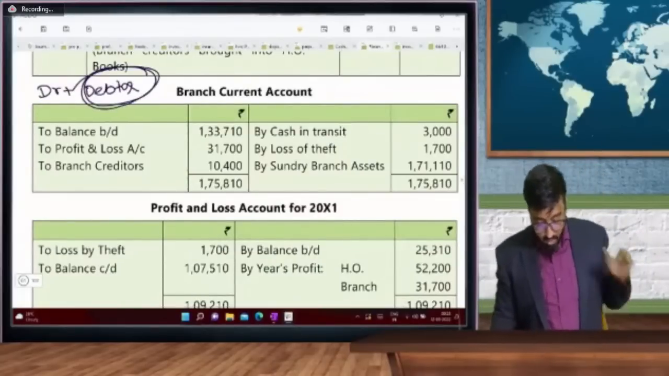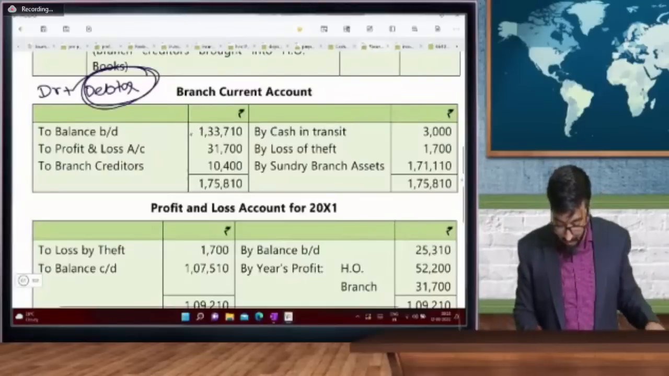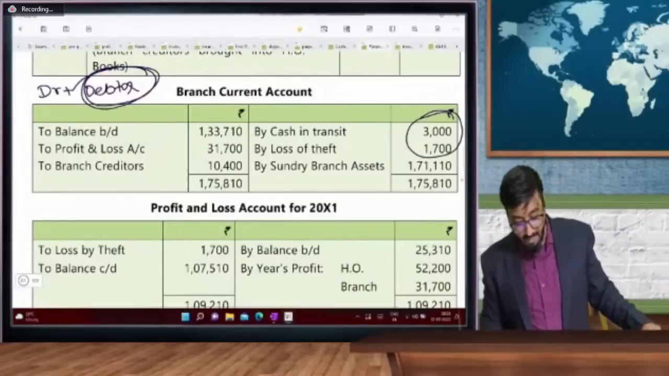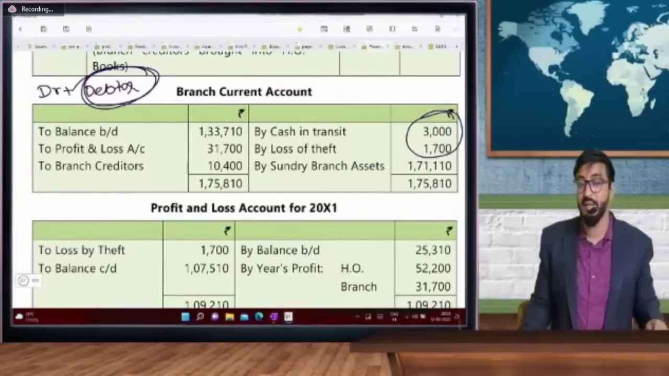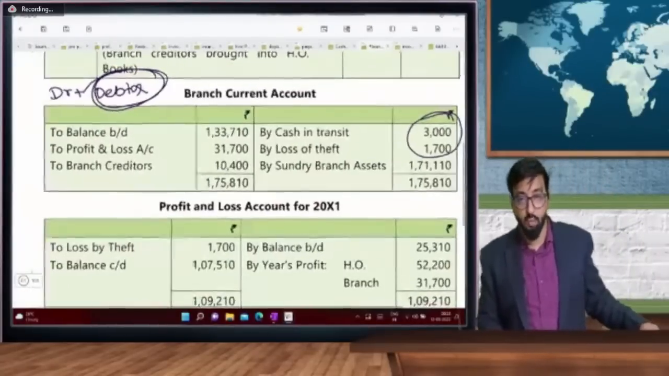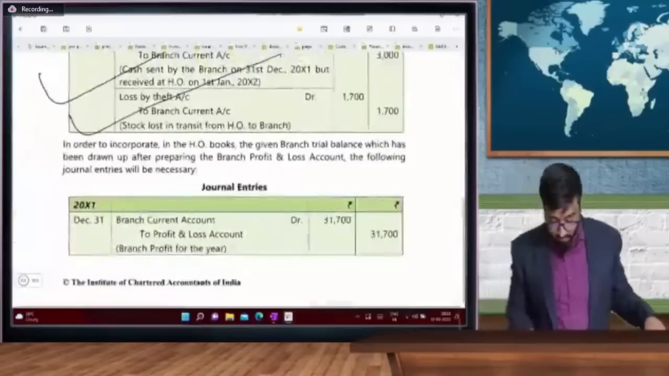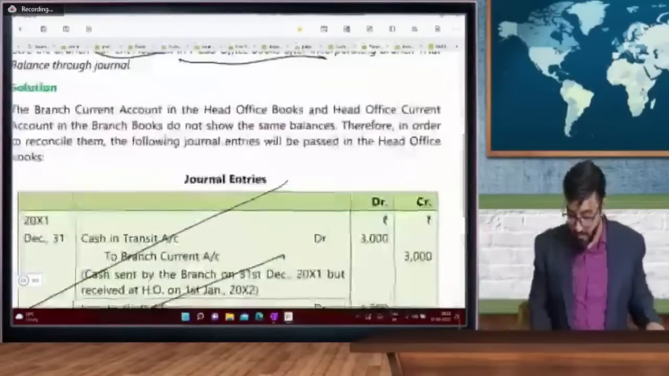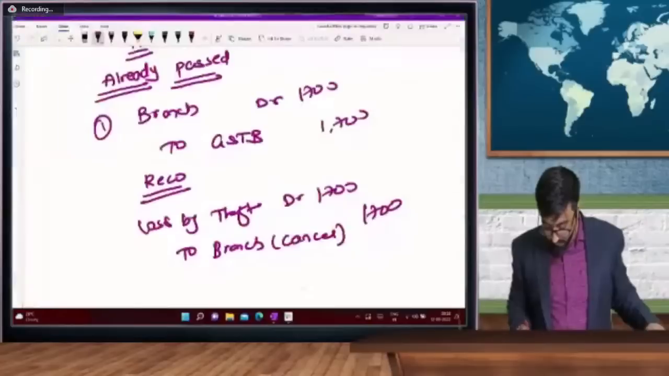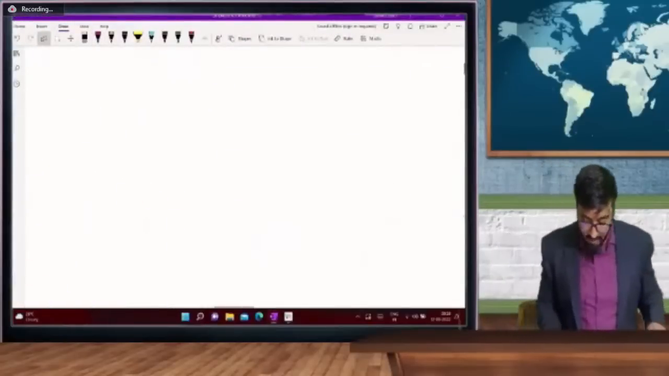So 133,710, and these two entries by cash in transit and by loss by theft. So two entries we have to pass for reconciliation. So the new reconciled trial balance. So journal, yes, I will give you the answer. Write down the answer. Last question.